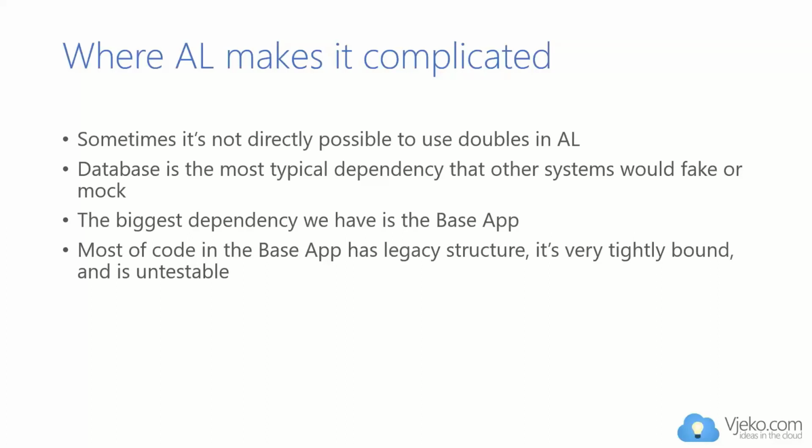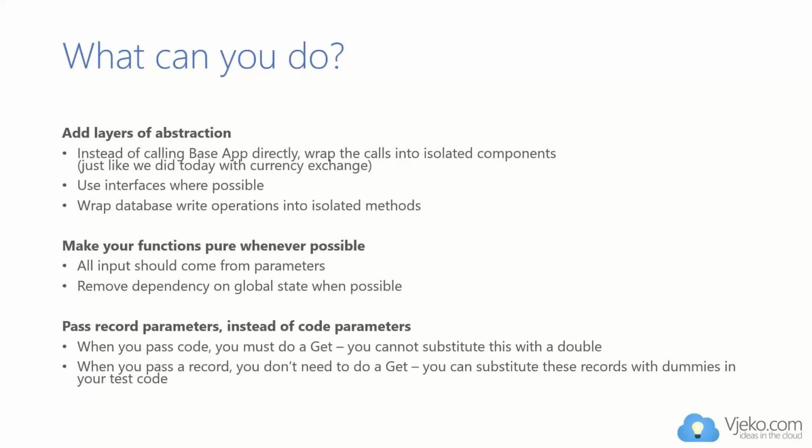And furthermore, this base app mostly still has a legacy structure. It's very tightly bound, with gargantuan code units and functions that are just untestable. So how can you address that? First of all, you can add layers of abstraction. Instead of calling the base app directly, you can wrap the calls into isolated components, just like I did today with this currency exchange. I wrapped it in an interface and a code unit which implements that interface, and then I was able to actually supplant it with something more efficient in my tests.